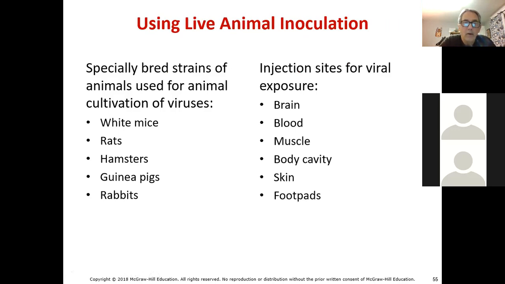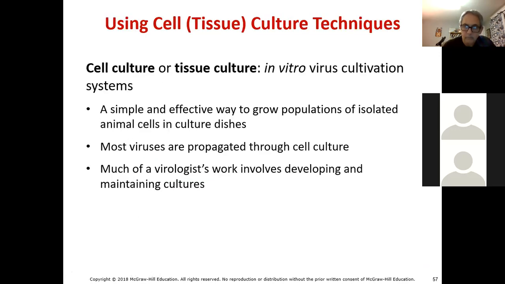To grow viruses, a lot of strains, animals are used to cultivate viruses: white mice, rats, hamsters, guinea pigs, rabbits, and different sites in those animals can be used to cultivate specific viruses. We can also cultivate viruses in tissue. This is referred to as in vitro, in other words, outside of life. A technique referred to as in vivo would be inside of life.